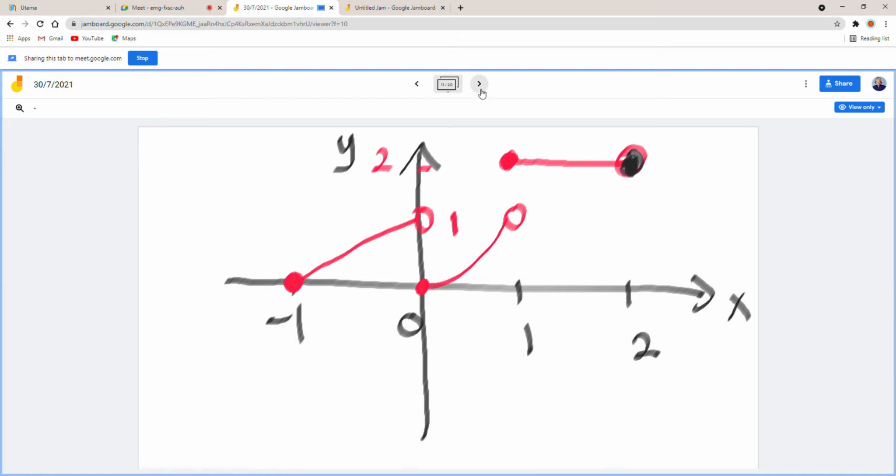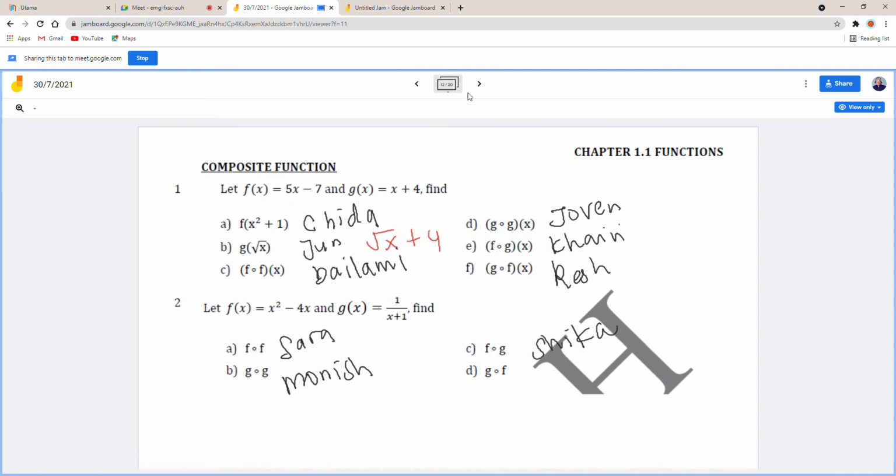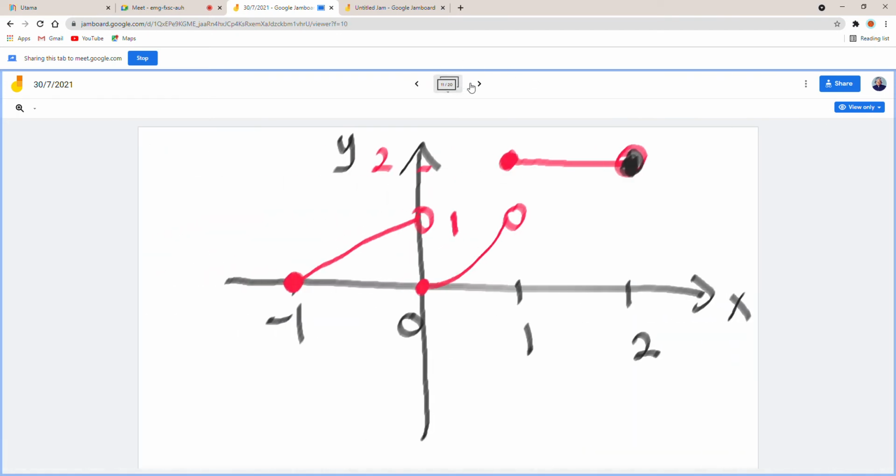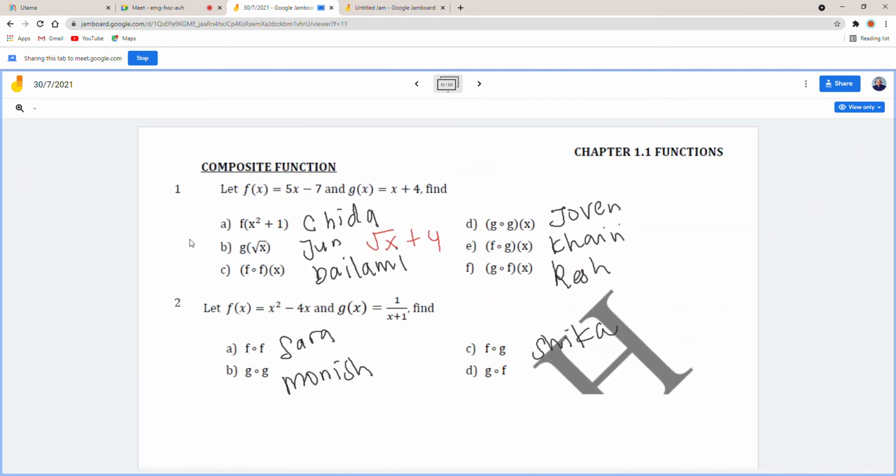Okay, let's go to composite. This one's just same as the form 4 one. Just the answers. You know how to do, right? You know how to do, right? So all.